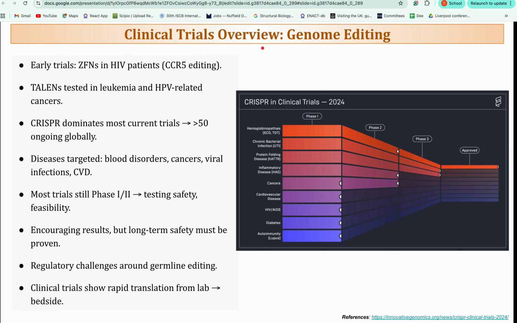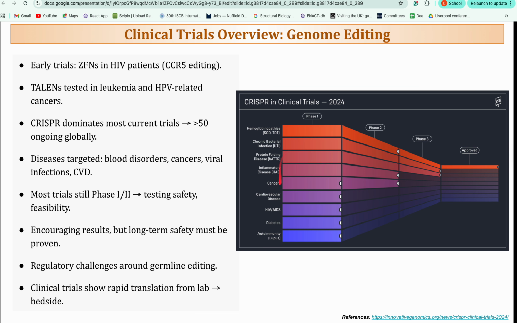So there are different clinical trials which are ongoing. Early trials were the ZFNs in HIV patients, in which the CCR5 editing was performed. Then TALEN was also tested in leukemia and HPV related cancers. CRISPR dominates most clinical trials, more than 50 ongoing globally, and diseases targeted were the blood disorders, cancers, viral infections, and cardiovascular diseases. And most trials are still in phase 1 or phase 2.